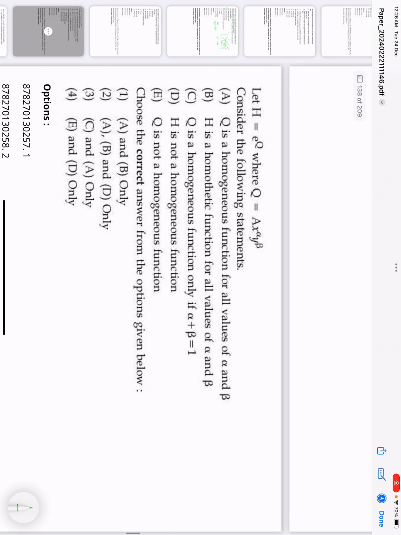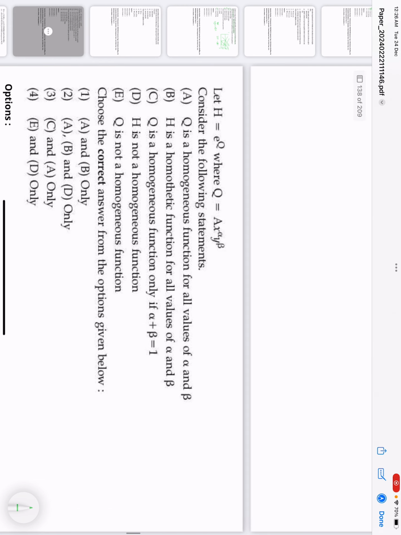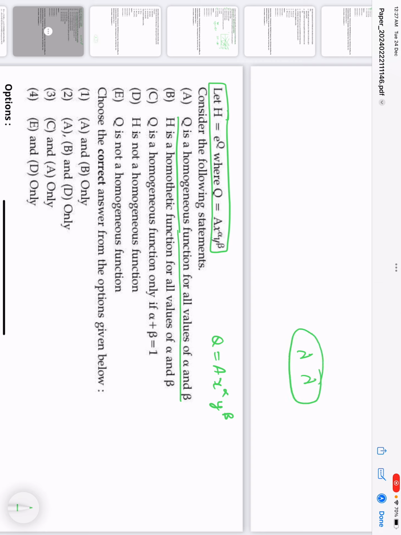Okay, now coming to the 105th question. Let H equal e to the power Q, where Q equals A X to the power alpha, Y to the power beta. Q is a homogeneous function for all values of alpha and beta. If you are increasing X and Y by lambda, what we'll have is A lambda to the power alpha X to the power alpha, lambda to the power beta Y to the power beta. So this is lambda to the power alpha plus beta times A X to the power alpha Y to the power beta.